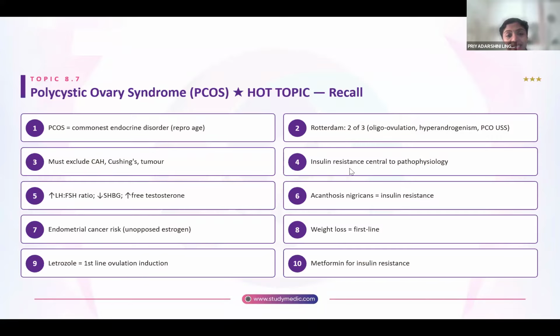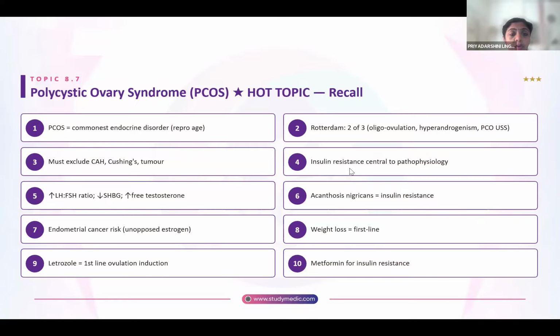What is the main key pathophysiological feature you see here? It is insulin resistance. And what are the key hormonal changes you see here? Increase in your LH-FSH ratio, increase in your free testosterone level, and reduction in your sex hormone binding globulin. Now, what is acanthosis nigricans? Because it's a different name that's coming up here. Acanthosis nigricans is nothing but the hyperpigmentation you see in the nape of the neck and in your armpits. And why is this? This is a sign of insulin resistance in these women. These women with PCOS are at very increased risk of developing endometrial cancer. Why is this so? This is because of unopposed estrogen that is present in them.